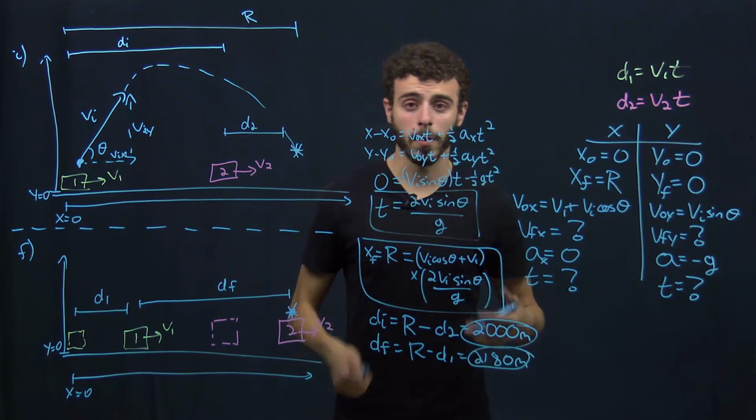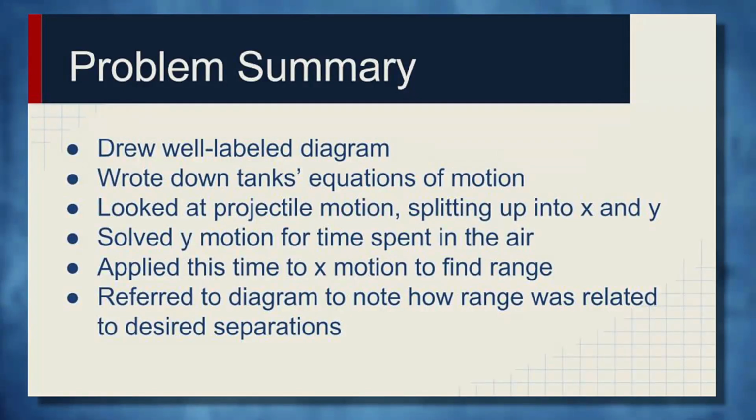So let's quickly review what we just did to get to this answer. We first drew our diagram, being sure to label everything very clearly. Then we noted that the tank's motion would be a simple constant velocity motion, whereas the projectile motion requires the equations of motion. So we applied these equations separately for the motion of the projectile in the x and the motion of the projectile in the y. We used that to find the range, and then we noted that the time quantity was what tied those two motions together. Then we referred back to the diagram and we saw how that range was related to each of the separation distances that we wanted, and we directly solved for those.